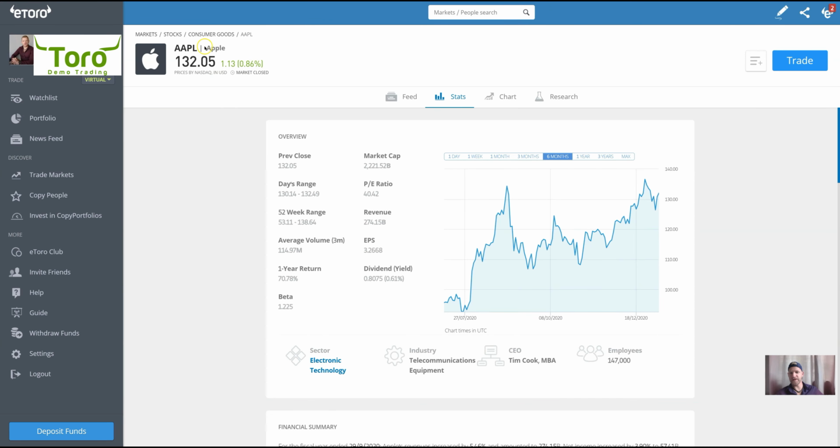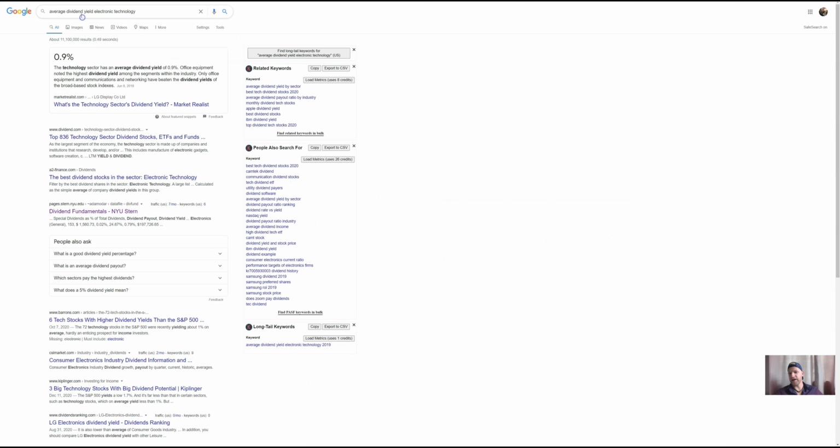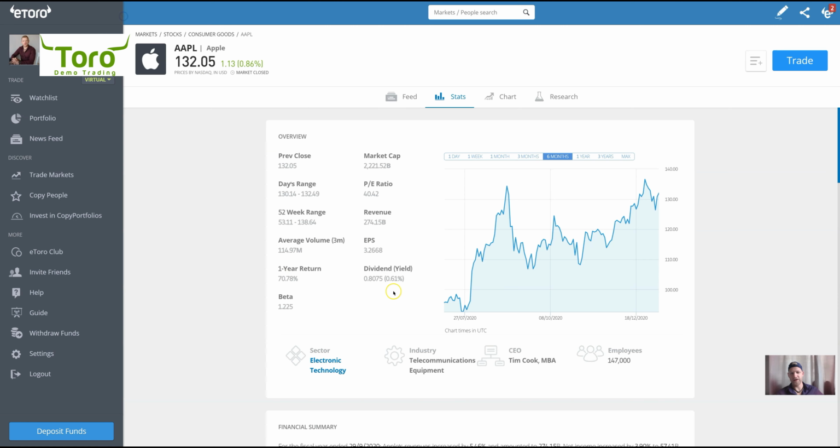Another easy thing is to find the average dividend yield for a sector, because this is the electronic technology sector. You just go to Google and put in average dividend yield electronic sector, and that will give you a percentage. There are a couple of websites around the world that give you the average percentage of that dividend yield. You can see 0.9, which means Apple is below average, so that means Apple could have growth in the future.